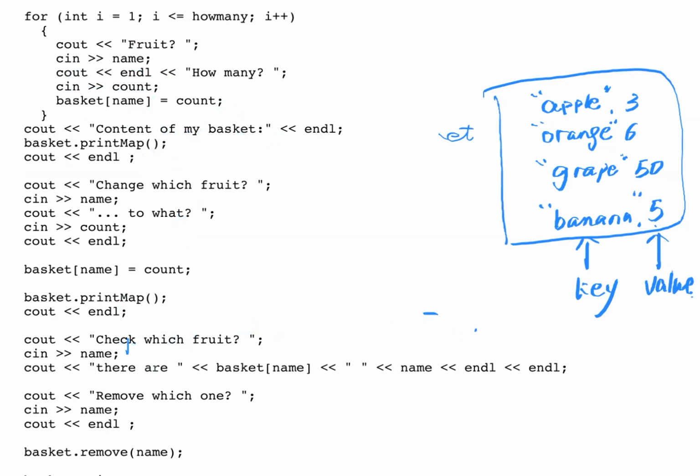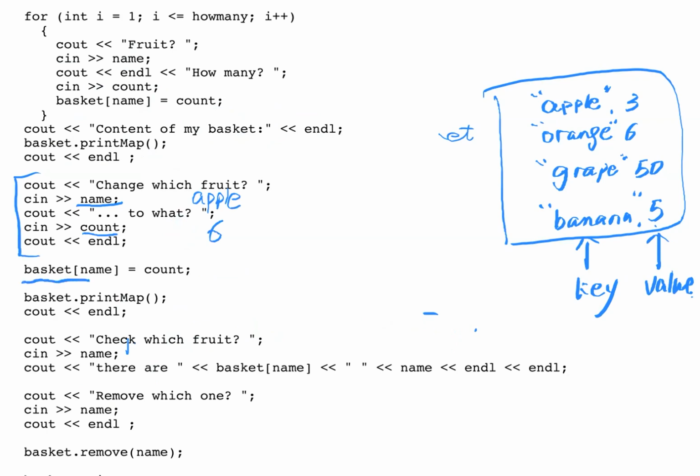And then the next step, we prompt the user to enter a name. We want to change the number of fruits in the basket. So we prompt the user to enter a name, assuming I enter apple. And then change to what? I will change this to 6. I add the 3 apples in the basket.